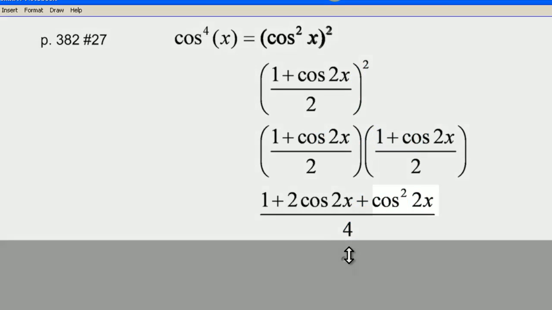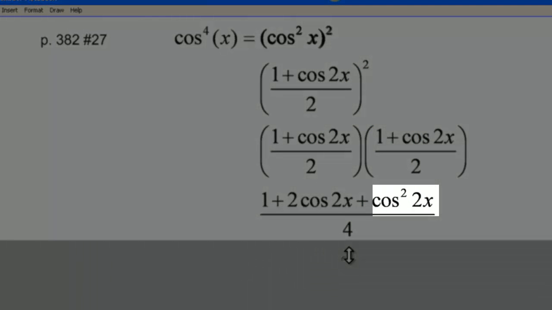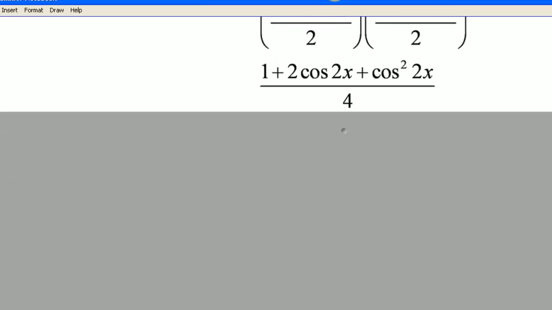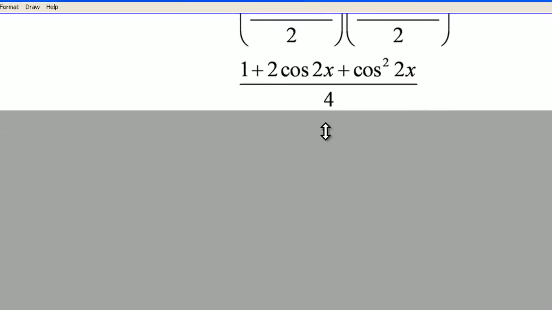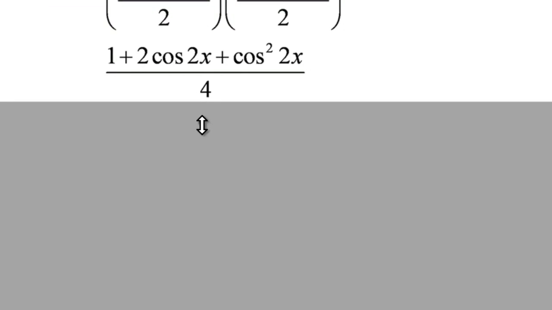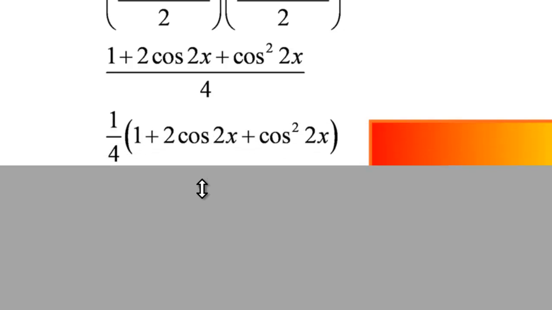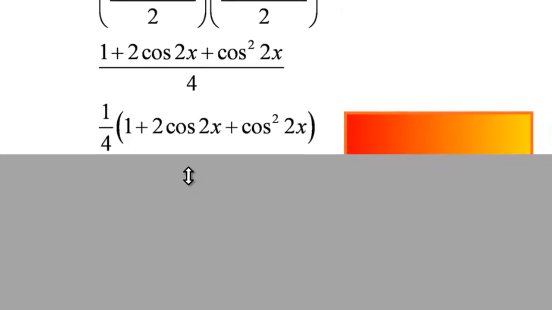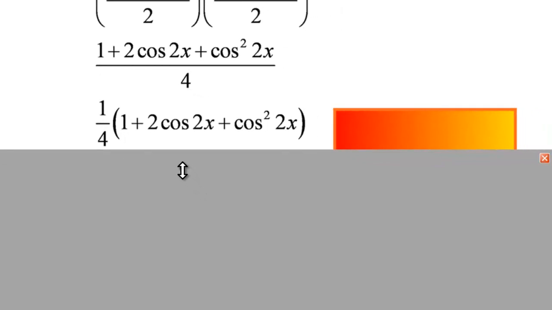So what stinks about this is when I multiplied, I got another power back. So I am not finished because I still have a power on a cosine. All right, so what did I do next? Well, I rewrote this. Instead of writing it divided by 4, I pulled that factor of 1/4 out, and all I did was rewrite it as 1/4 times (1 plus 2 cosine 2x plus cosine squared 2x). Just rewrote it in a different manner.